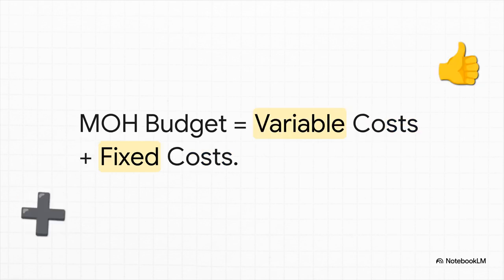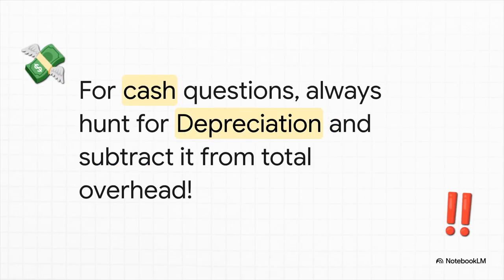Number 2, the manufacturing overhead budget. Don't you dare memorize a list of accounts. Just sort them. It's always your variable costs plus your fixed costs. That's the mindset. And third, your pro tip for the exam, your study hack. If the question is about cash, you go on a hunt for depreciation and you subtract it from your total overhead. Remember, it's an expense, but it is not cash.